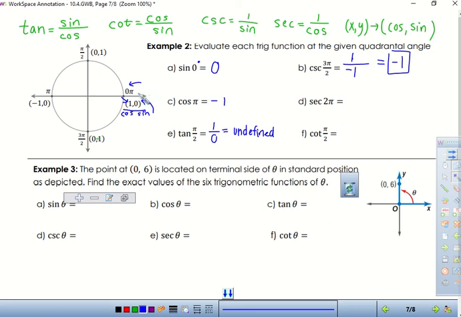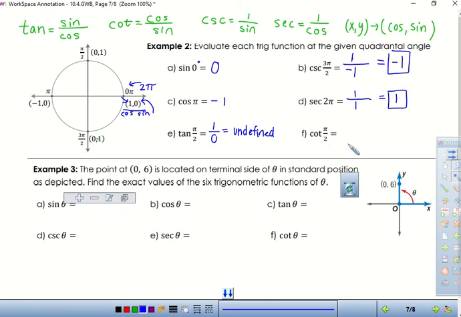Secant of 2 pi. Now this one tricks people up. 0 degrees is the same thing as 2 pi, right? Because 360 and 0 are the same, they come all the way back around. If I'm at 0 degrees, 360 degrees is the same thing, okay? So we're looking right here. Now we know that secant is 1 over what? Cosine. What is cosine at 2 pi? 1. What's 1 divided by 1? 1.